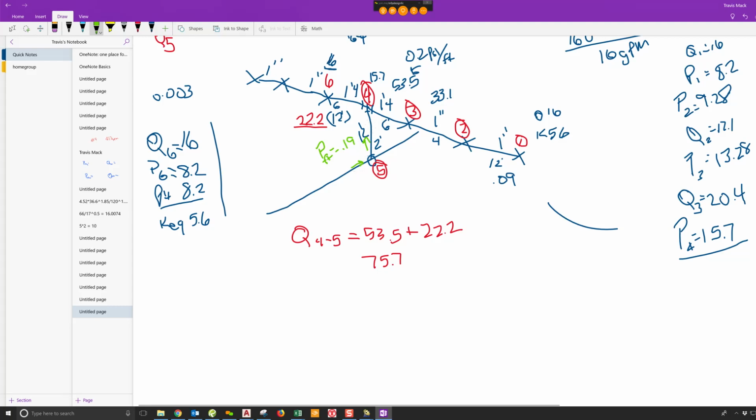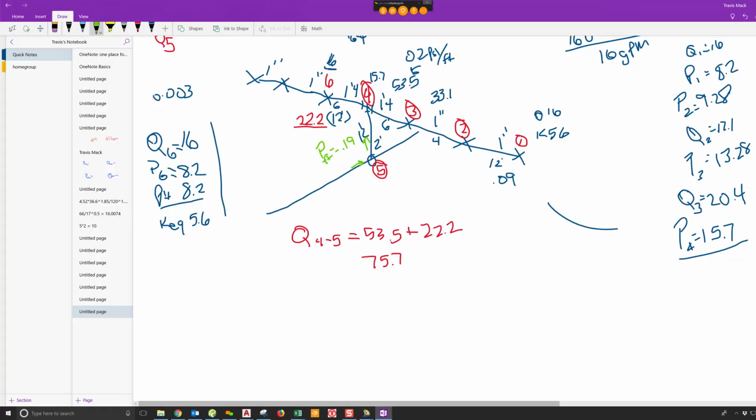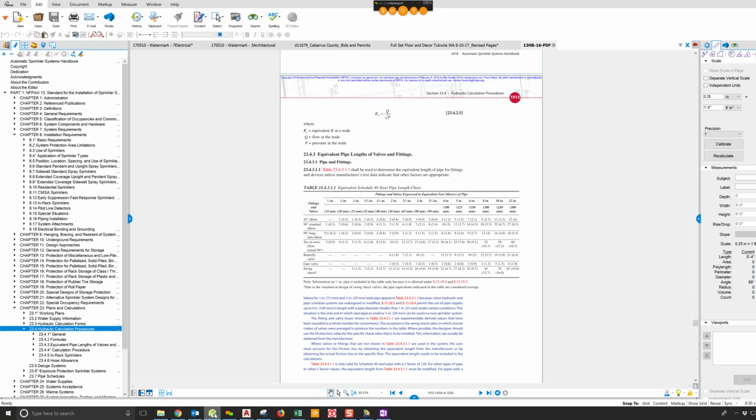So I've flowed here, so I've come through this T. So I've got 1.5 inch pipe with a T. I go to my table and 1.5 inch pipe with a T is 8 feet. So now my total equivalent length, my L, is 10, right? Because that T was 8 feet. Yeah, the T was 8 feet.